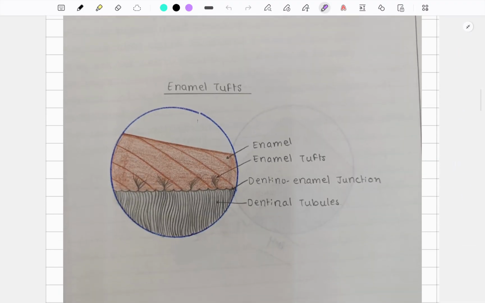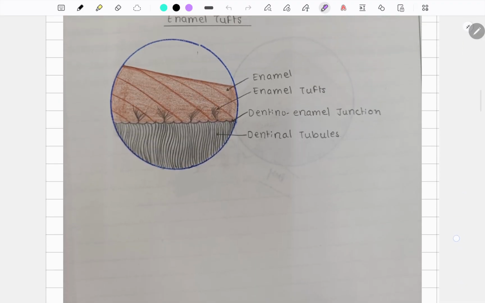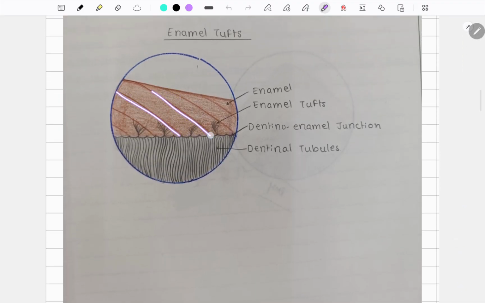Moving on to next, enamel tufts. What is enamel tufts? Enamel tufts are small brush-like defects at the dentino-enamel junction, consisting of hypomineralized enamel fibers extending into the enamel. So these are hypomineralized structures. This will be the diagram. You need to see the line of the incremental lines of the ridges and the direction of the dentinal tubules too.